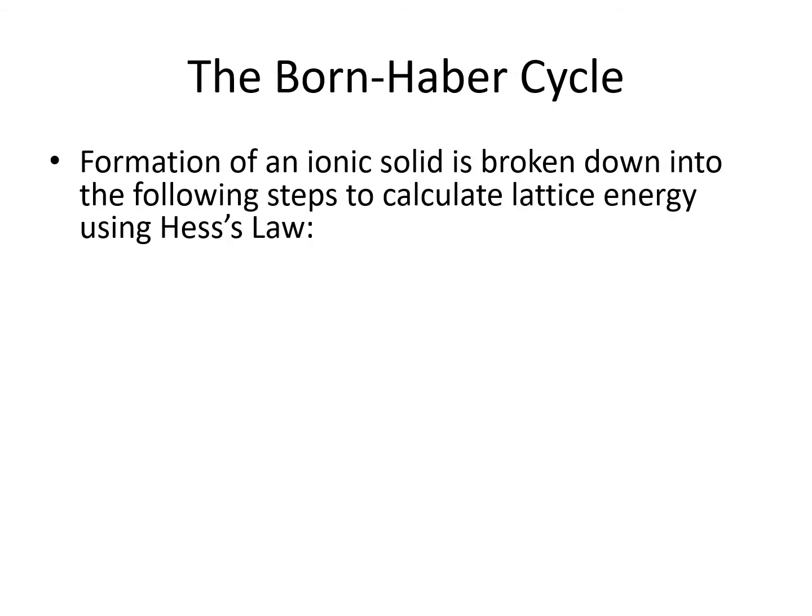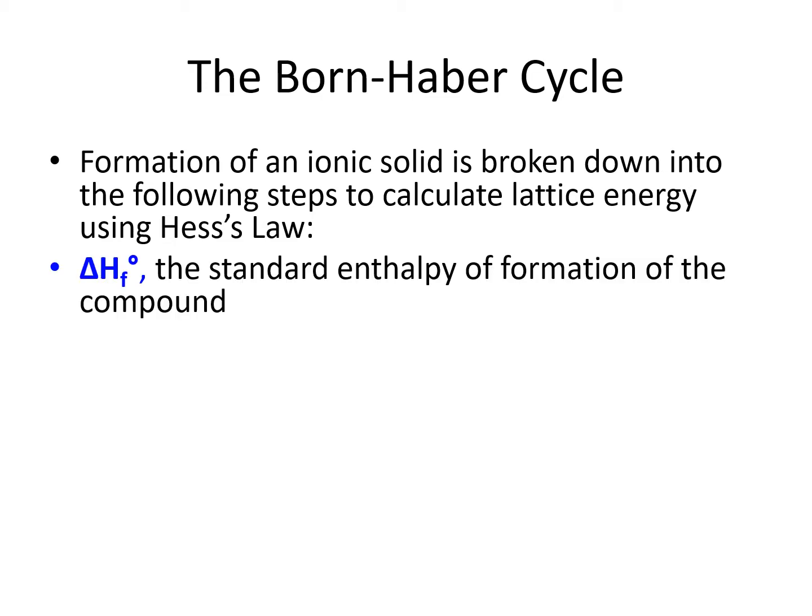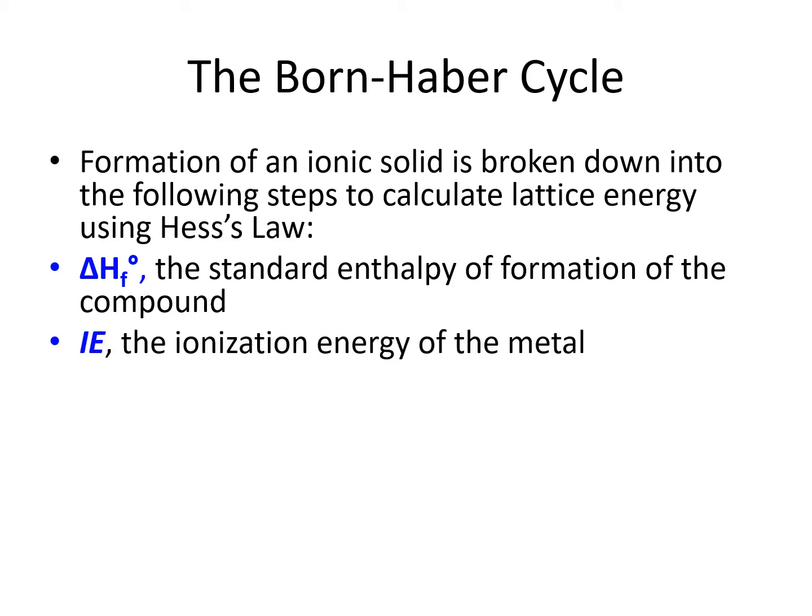We can use Hess's law to calculate lattice energy by breaking down the formation of the ionic compound into steps. These steps make up what we call a Born-Haber cycle. We're going to use several different enthalpies in our calculation. One of those enthalpies is delta H_f, the enthalpy of formation of the compound. Another one is the ionization energy of the metal.